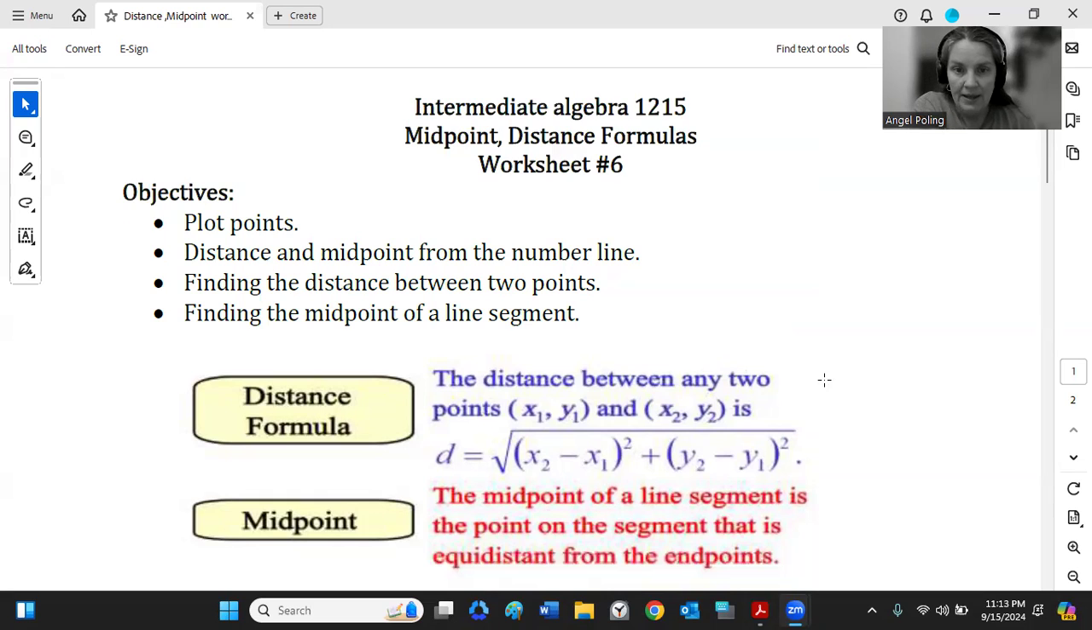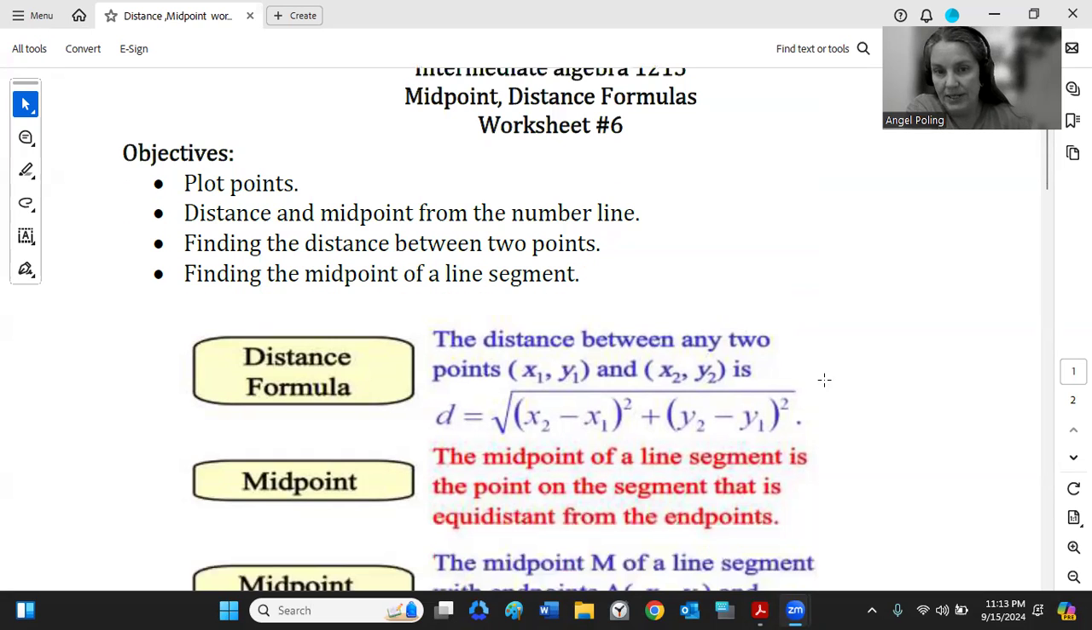Okay, so the distance between any 2 points, x1, y1, and x2, y2, is given by this formula here. We have d for distance equals the square root of the sum of the quantities squared, where the quantities are the difference in the x's and the difference in the y's.